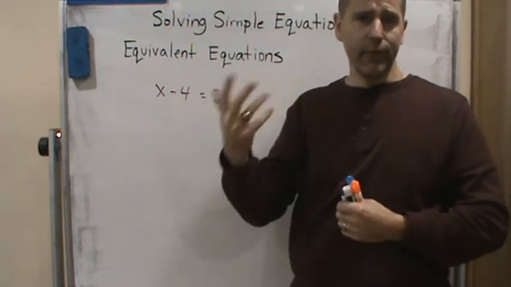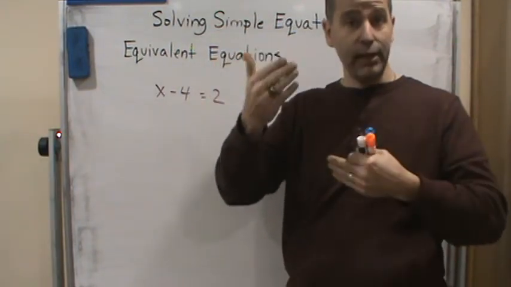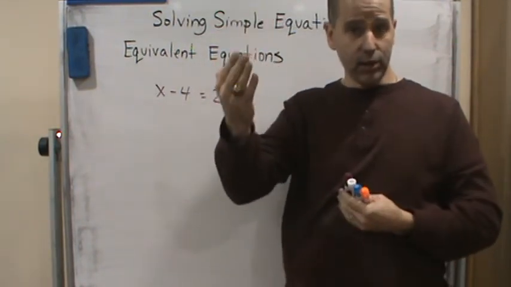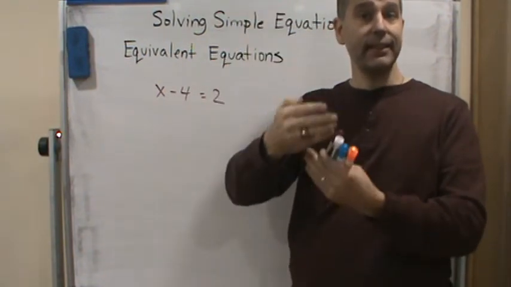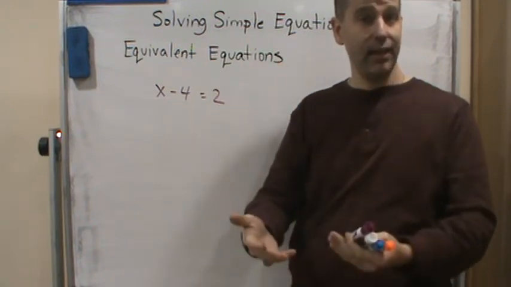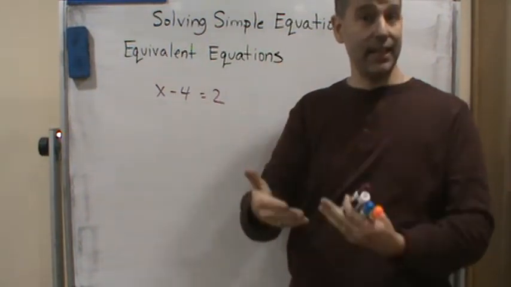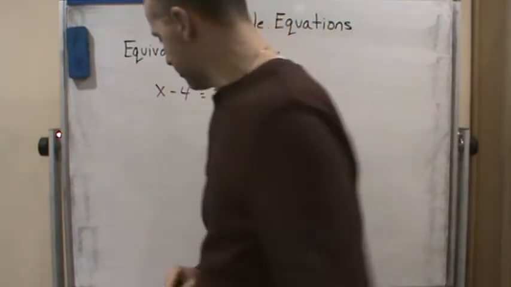Now, what if it's multiplication and division? Those are inverse operations because if I multiply by 2 and then divide by 2, guess what? The net effect is 1, right? I multiply by 1. So it basically leaves it unchanged, okay? So keep that in mind for next time.